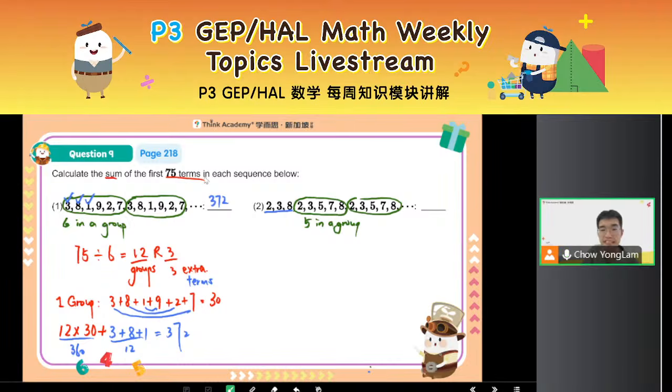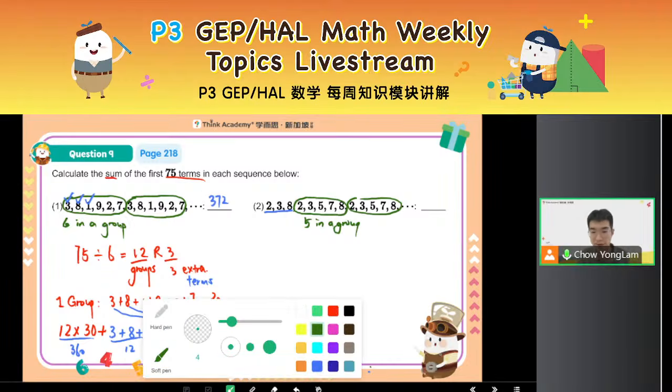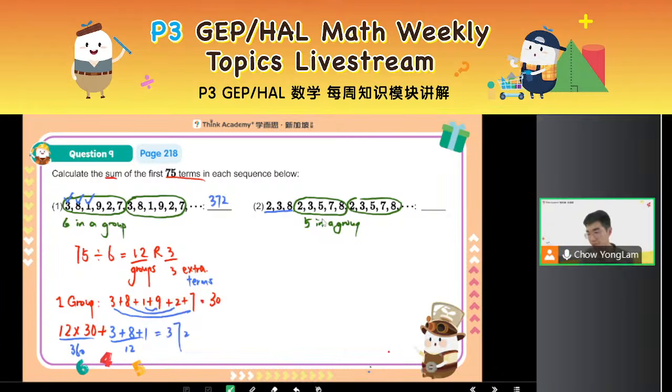Now, I want the first 75 terms. But there are distractors in front, so can I divide right away? Cannot. I will need to subtract the 3 distractors first. Bring them out before I divide. So 75 minus 3 equals 72. There are 72 terms in the repeating groups. So 72 divided by 5. 14 remainder 2.